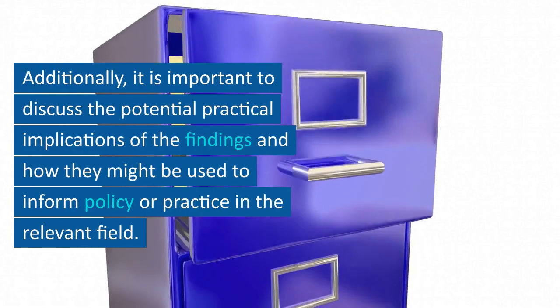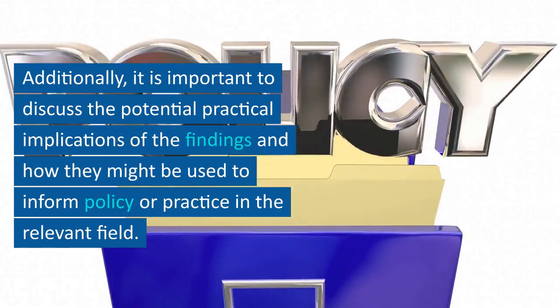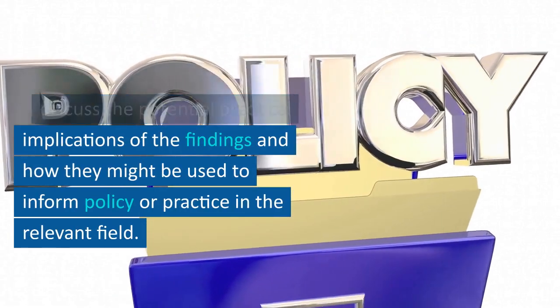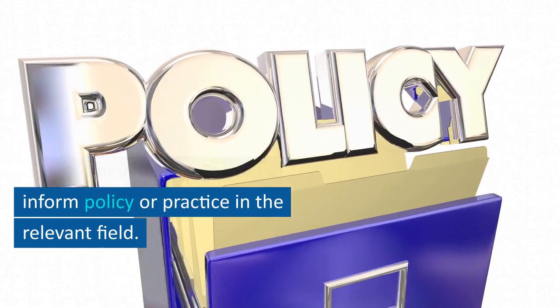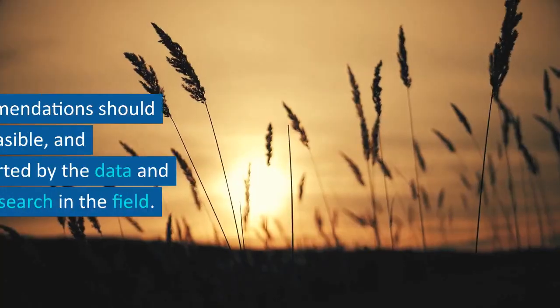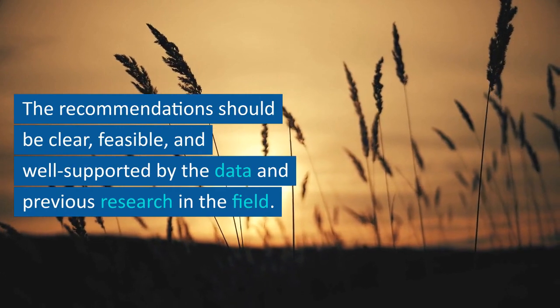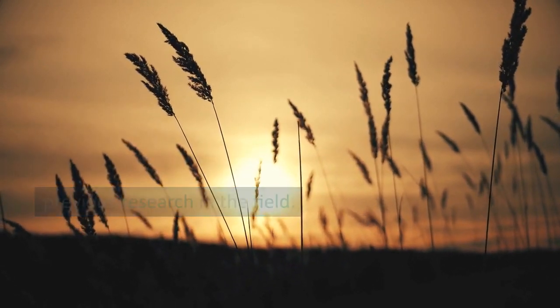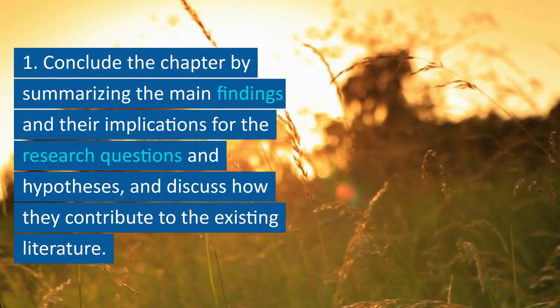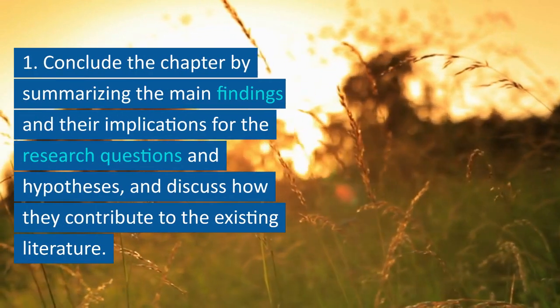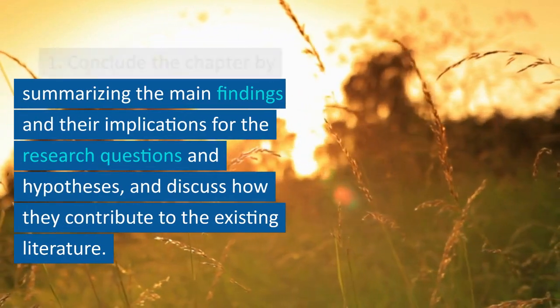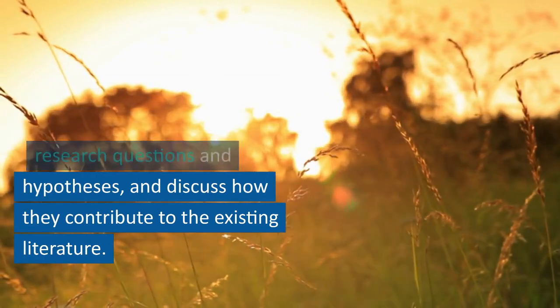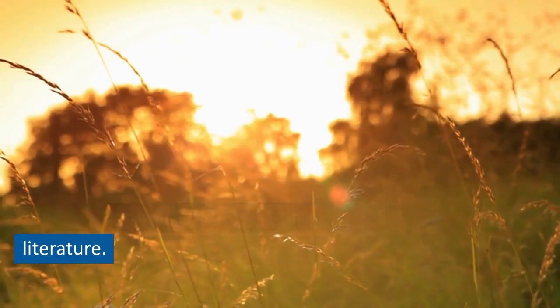Additionally, it is important to discuss the potential practical implications of the findings and how they might be used to inform policy or practice in the relevant field. The recommendations should be clear, feasible, and well supported by the data and previous research in the field. 1. Conclude the chapter by summarizing the main findings and their implications for the research questions and hypotheses, and discuss how they contribute to the existing literature.